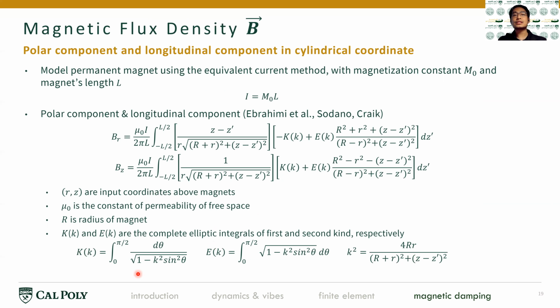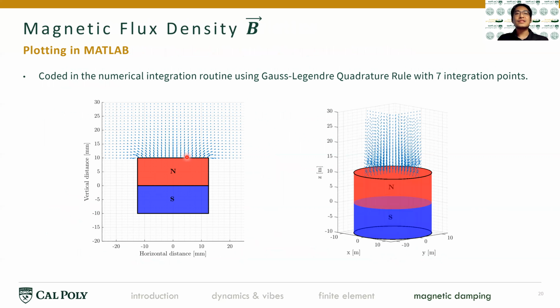So K and E are complete elliptic integrals of the first and second kind. These are built-in functions in MATLAB. So we can use MATLAB to calculate these, and then take the output of K and E to input into the functions, where we code in the numerical method to integrate this fairly complicated integral. And these are the results.